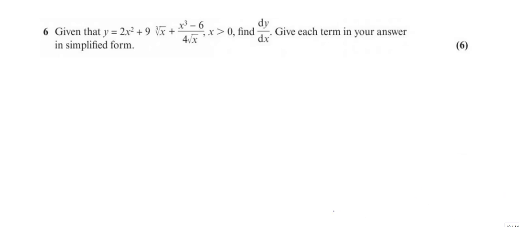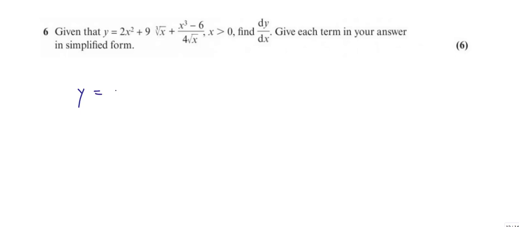It says given that y equals 2x squared plus 9 cubic root x plus x cubed minus 6 over 4 root x, x is greater than 0, meaning positive. Find dy by dx, give each term in your answer in simplified form. Again, differentiation. There is more than one differentiation question in the exam. It's important. Remember, we do not differentiate when you have square roots or cubic roots or any kind of roots. Put it in a proper form first.